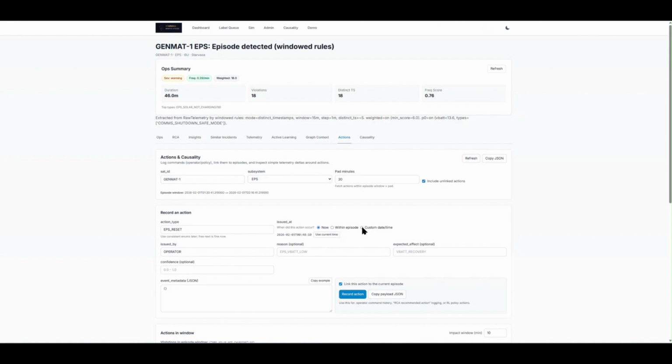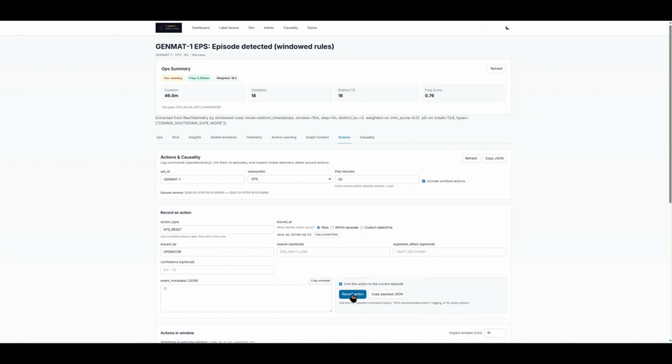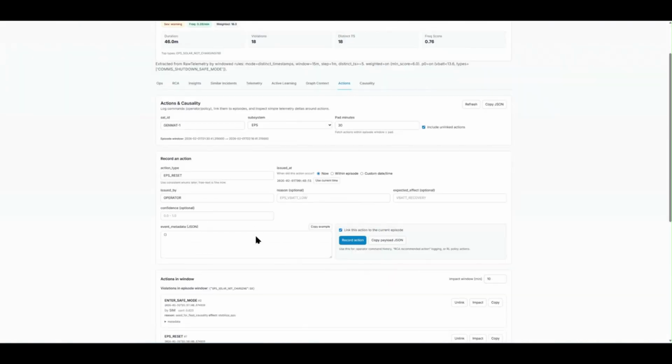You can actually tell it when the action was taken. So you take the action and then you can just say now and record the action. And now you'll see that one additional action will be logged against this particular episode. So as easy as that.